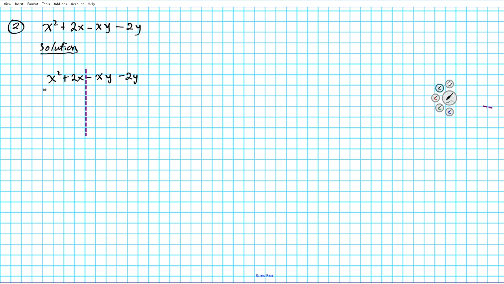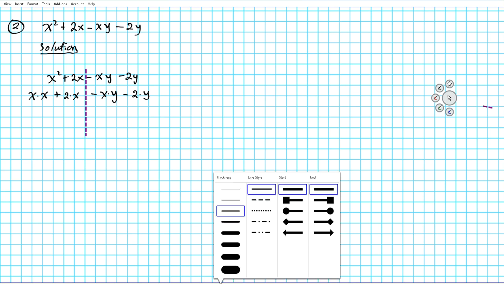Oh, this one's easy to break down. This one is just x times x, which is x squared, plus 2 times x. And then this is just negative x times y minus 2 times y. Okay? So from the left and the right sides, we are going to factor out the GCF.